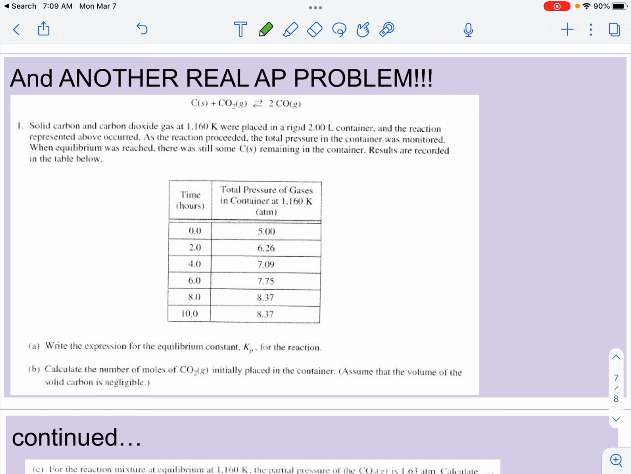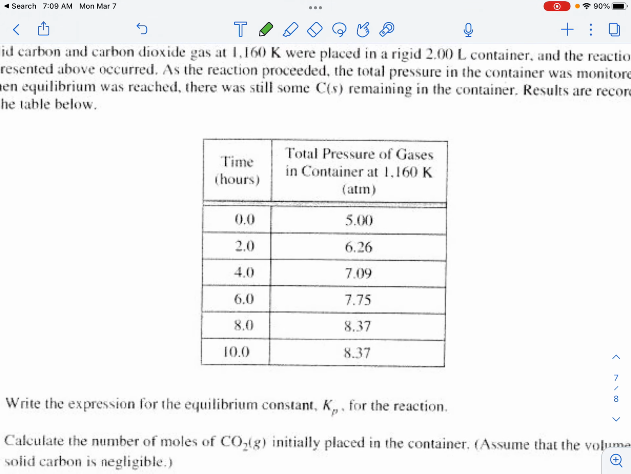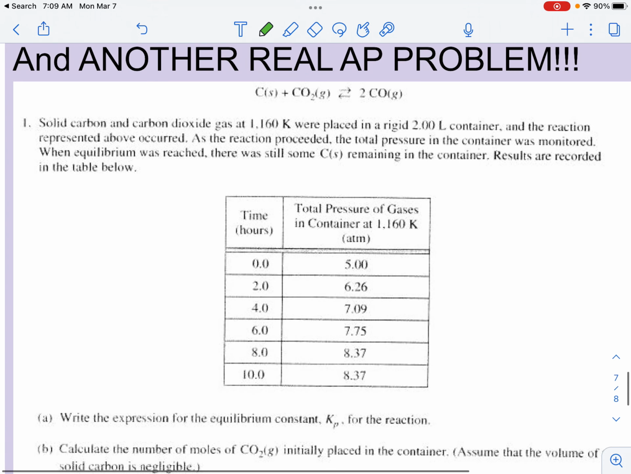Again, you'd be welcome to pause the video and try it yourself, or you can just listen along and copy as we go. So let's see what happens. This one looks a little bit different. They give me a graph here, or they give me data here, and they tell me that solid carbon, so I want to really pay attention to that, and carbon dioxide are placed in a 2-liter container, and the reaction occurs. As it proceeds, the total pressure is monitored, and when we're done, there's still some C remaining.